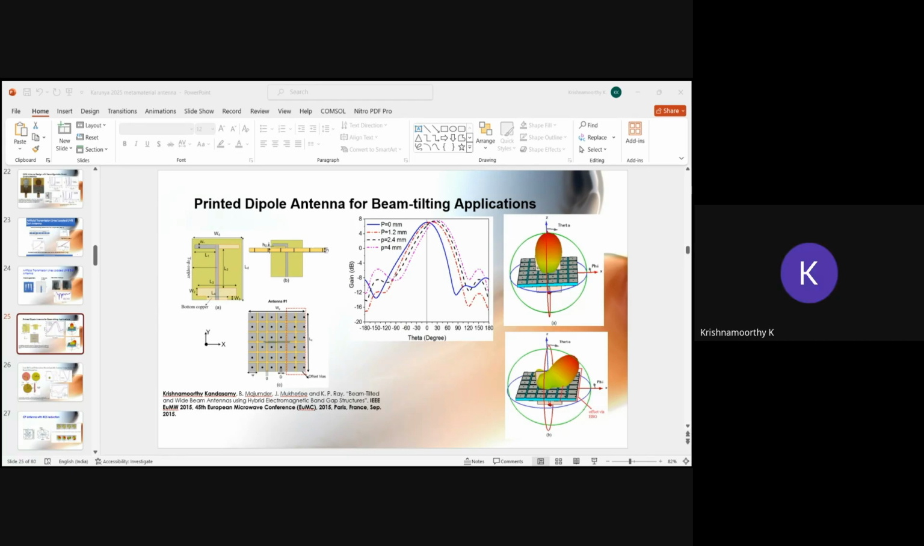So I am not working on anything with AI actually. We are planning it in future. We want to use AI to optimize the antenna dimensions or antenna characteristics. This kind of thing we are planning in future. But till now we have not tried anything with AI in antenna design.